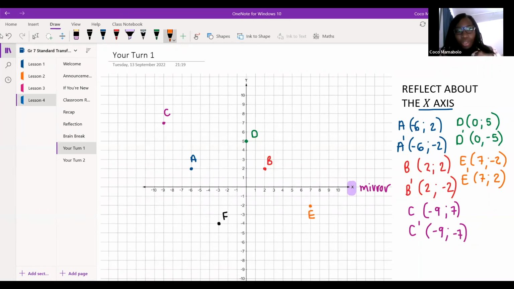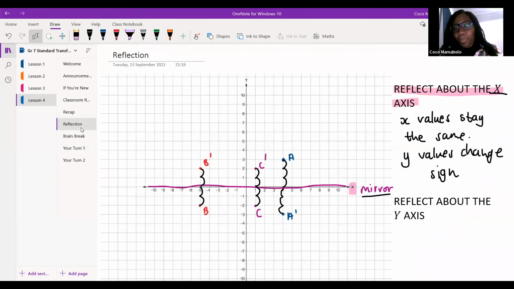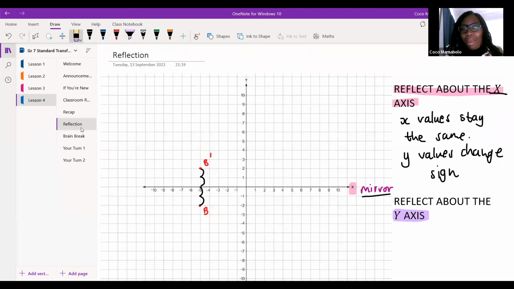Now, I want to ask you guys a question because we can't just stop there. If I had to reflect this about the Y-axis, let's see what happens. Now, my mirror is going to be my Y line. Now, if this is A, and I need to make sure I do this correctly because clearly I'm making mistakes. There we go. And this is A prime.